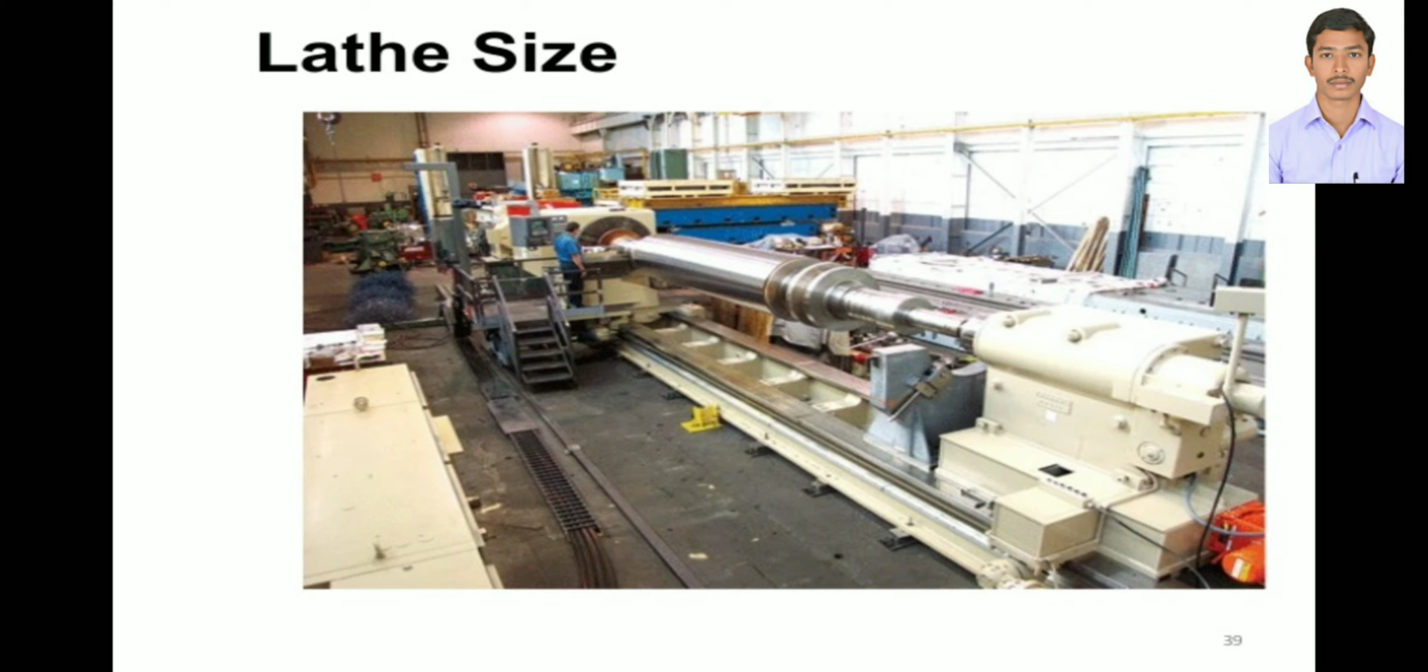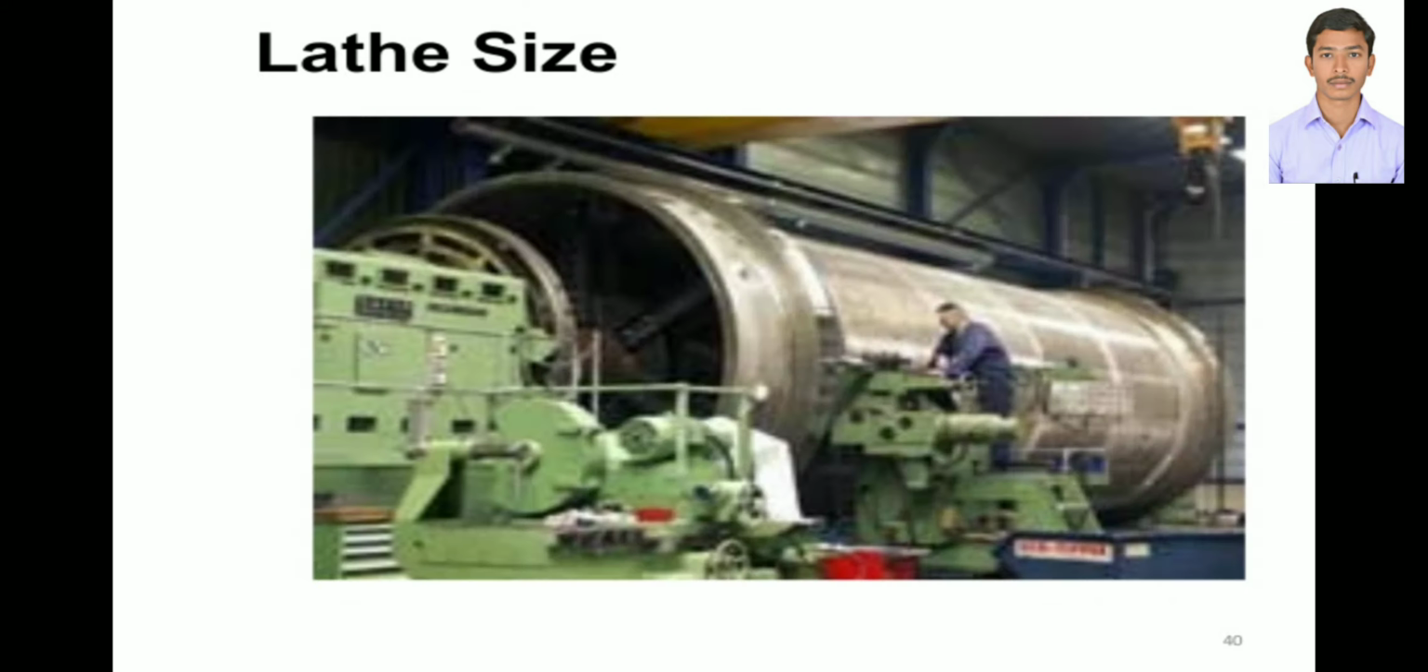In that lathe machine there is a bed, a headstock, and a tailstock. Two centers are placed, a live center and a dead center, and a cylindrical workpiece is fixed between the two centers. These large lathes are also used in industrial applications. It is also one type of large lathe machine.